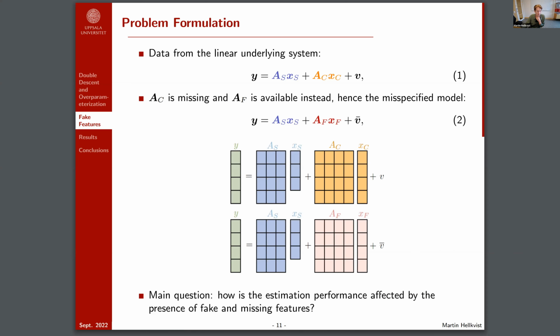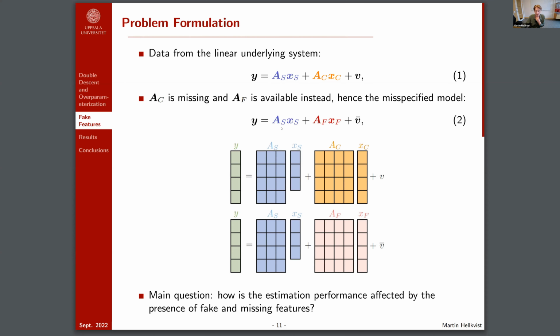So we consider an output vector y generated by a linear underlying system, here, equation 1, where the feature matrices AS and AC are multiplied with the system parameters or unknowns, XS and XC. And then in this setting that we consider, the feature matrix AC goes missing and is not available for us to use during the estimation process. So we are missing some data, we're missing features. So naturally, we then asked ourselves when looking at this problem, what happens if this missing data is replaced by other data? What if that data is fake, if it doesn't have anything to do with the observations Y?